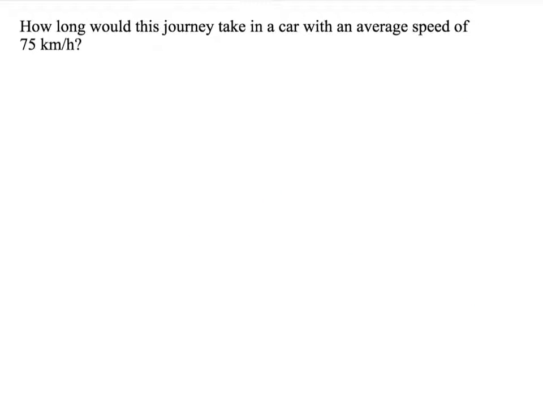Okay, so now we're going to have a look at the second part to this question, and that is looking at how long the journey would take in a car with an average speed of 75 kilometres per hour. Now, the easiest way to do this is to know about the triangle. Now, the triangle is like this.